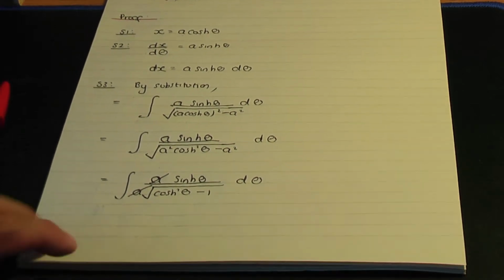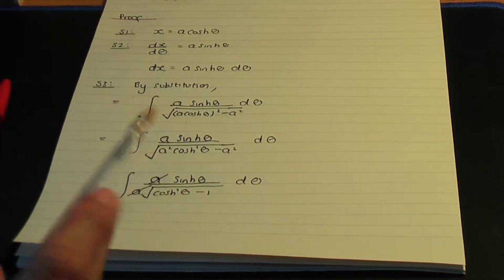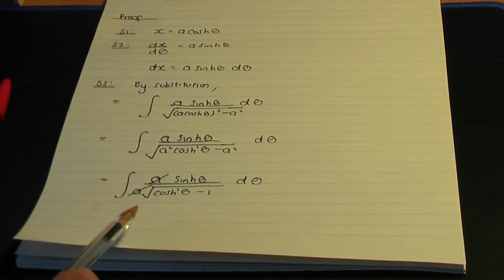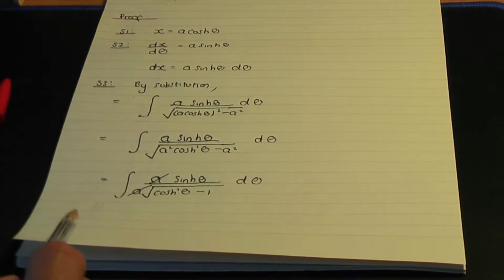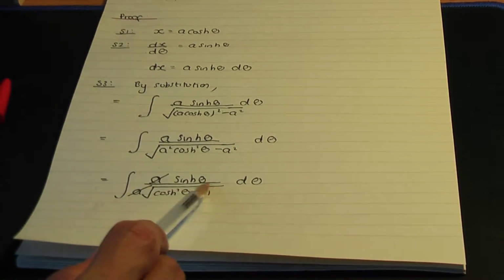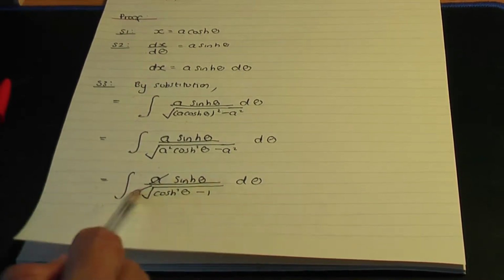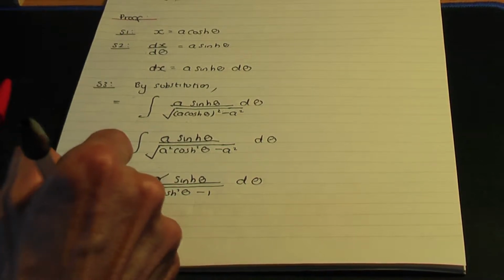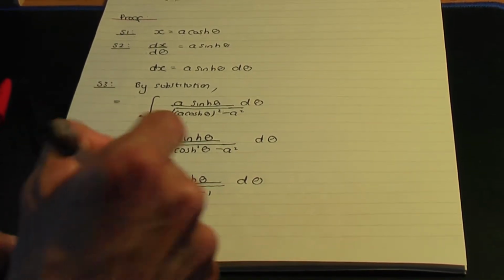In the previous video I mentioned that if you're using a hyperbolic substitution, 10 times out of 10 you'll be using a hyperbolic identity to simplify your integral. In particular to replace this root term by something else. So in this case I'll call this step number 4.